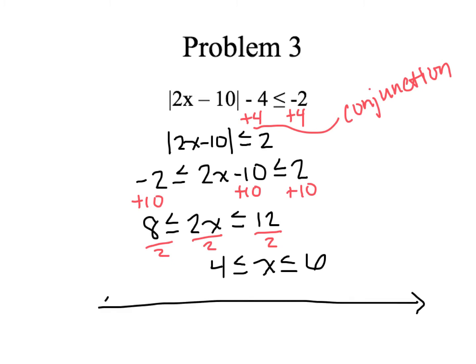Graph it. And these are both positive numbers, so I'm going to have my 0 here. 1, 2, 3, 4, 5, 6, 7, 8, 9, 10. Okay, so x is greater than or equal to 4. 1, 2, 3, 4. So it's a closed circle. And x is less than or equal to 6. So fill that in. And there we go.